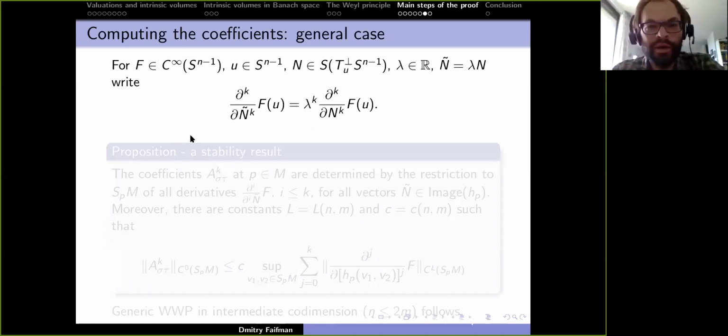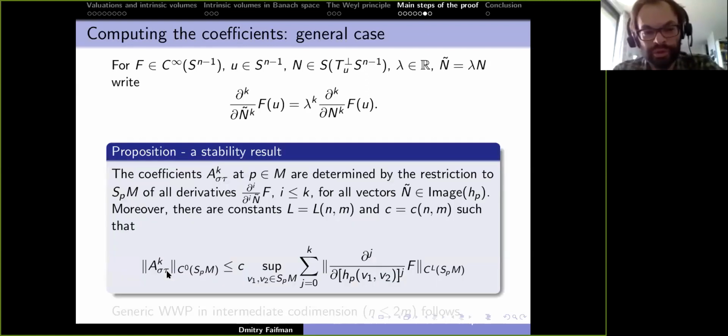Okay, so what about the other coefficients? So far, I only showed you the first coefficient, but in fact, you can show that the kth coefficient depends on k derivatives in all kinds of directions of the second fundamental form. So basically, once again, if you can recover the second fundamental form by fixing one of the vectors, then that's all you need.